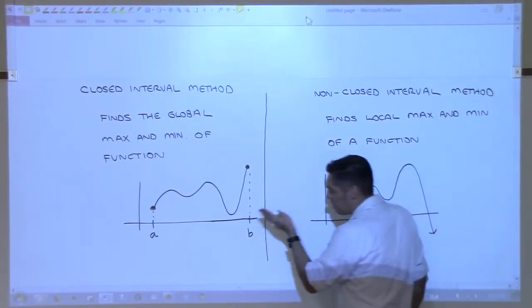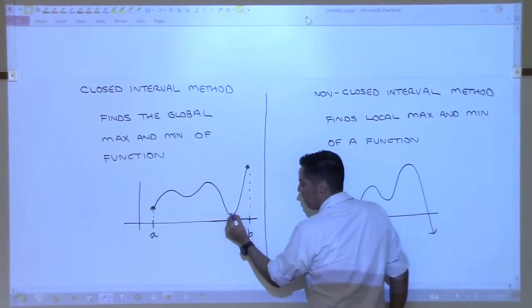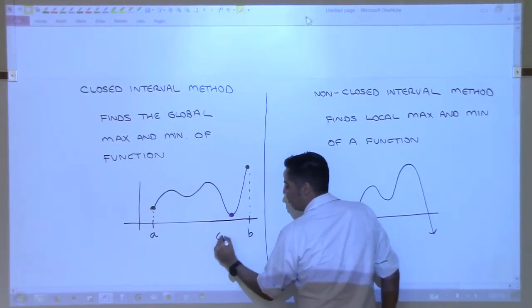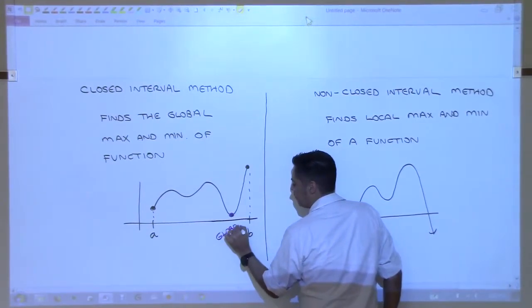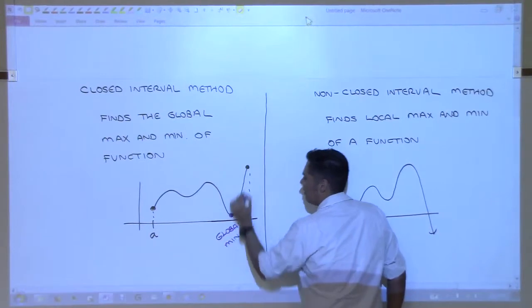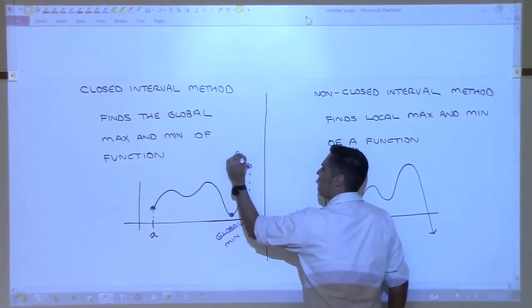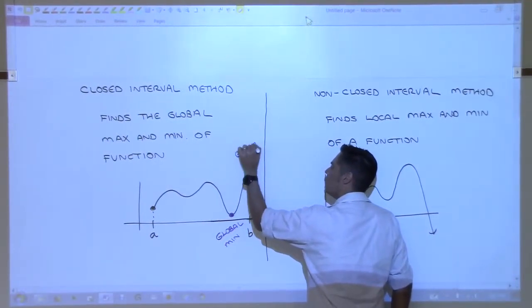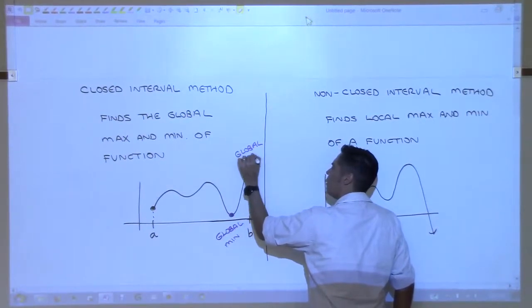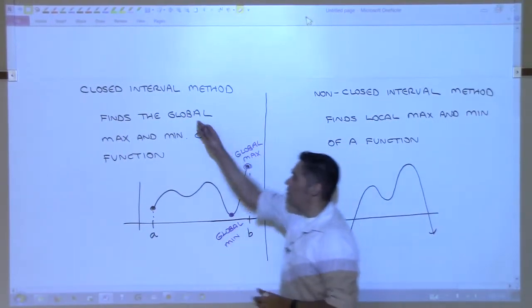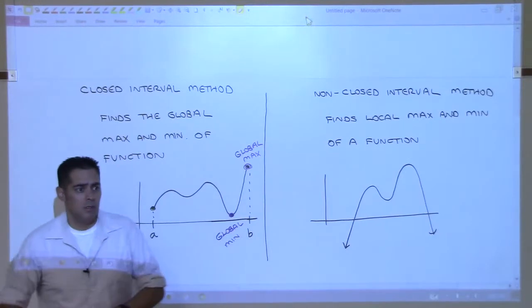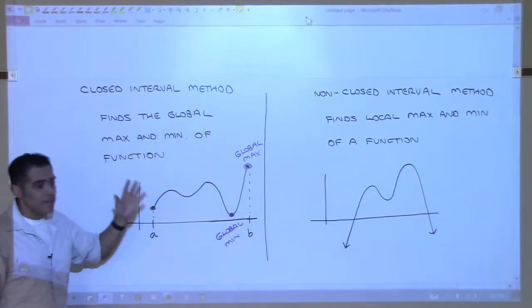So on this particular picture, this point right here would be our global min, right? And this point right here would be our global max. And remember, the word global can be switched out for absolute. So you could have your absolute maximum, absolute minimum.